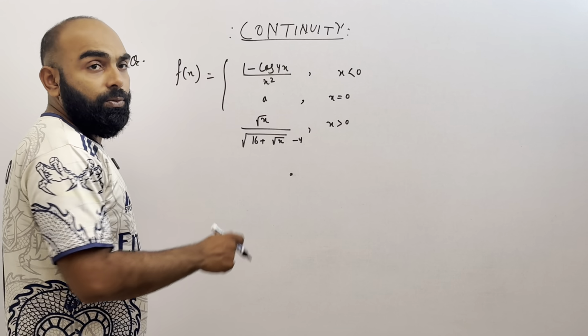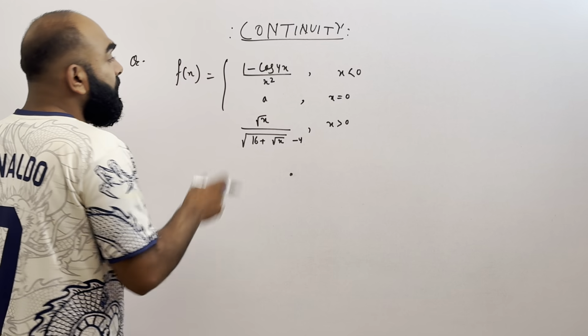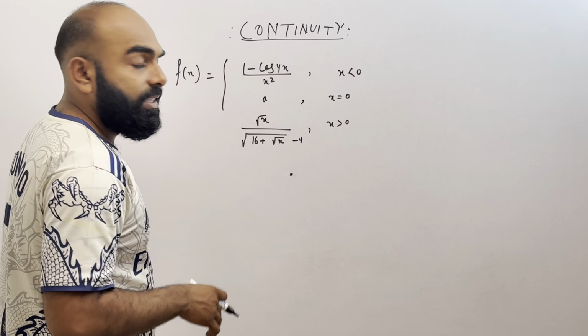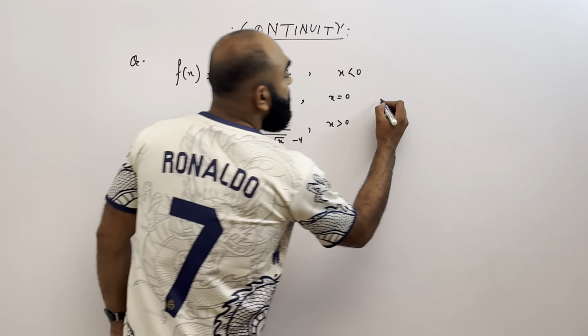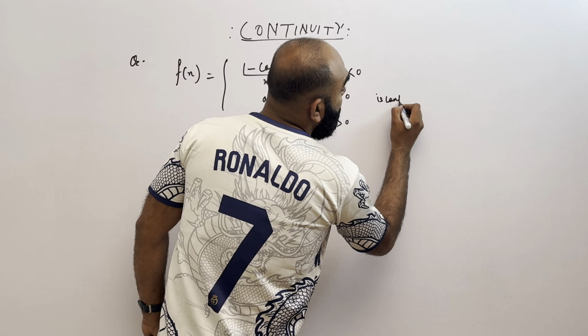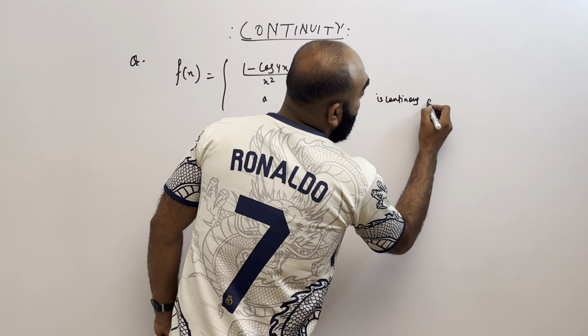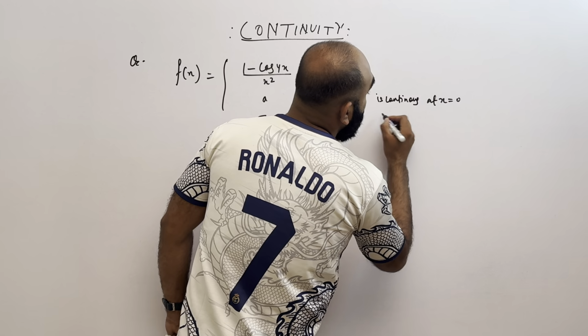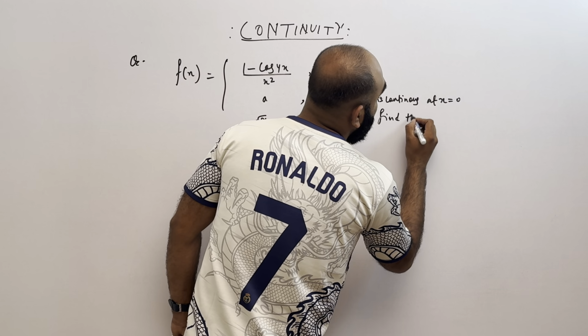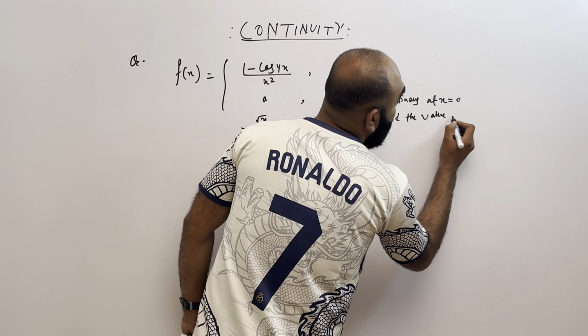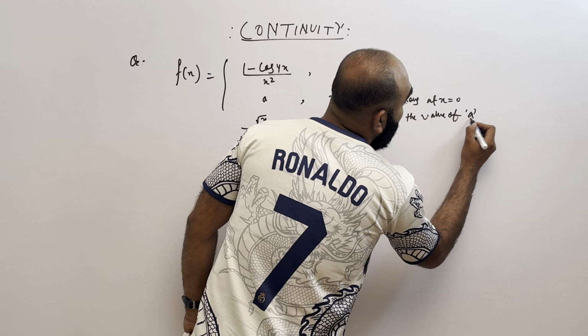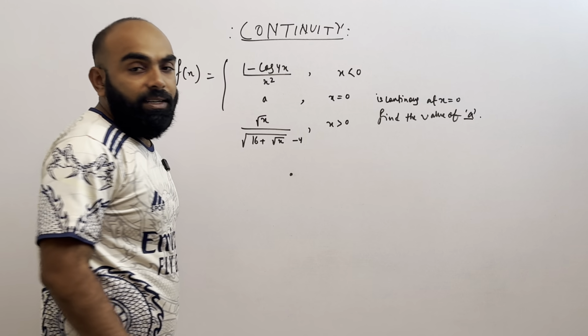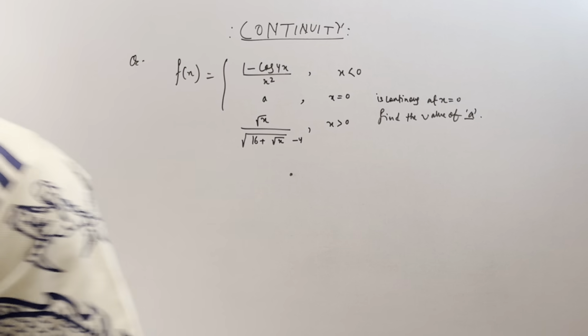They are telling you the given function is already continuous at x is equal to 0. Then we have to find the value of that unknown, that is a.